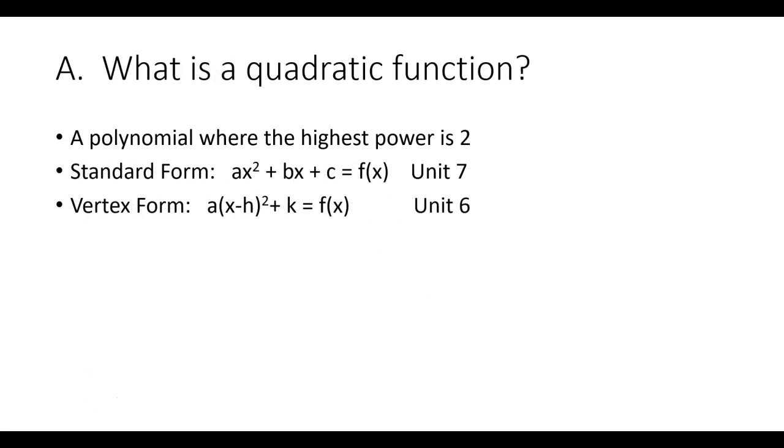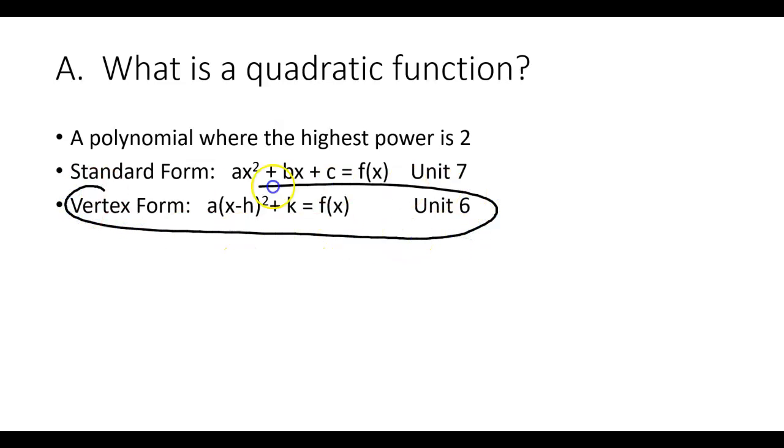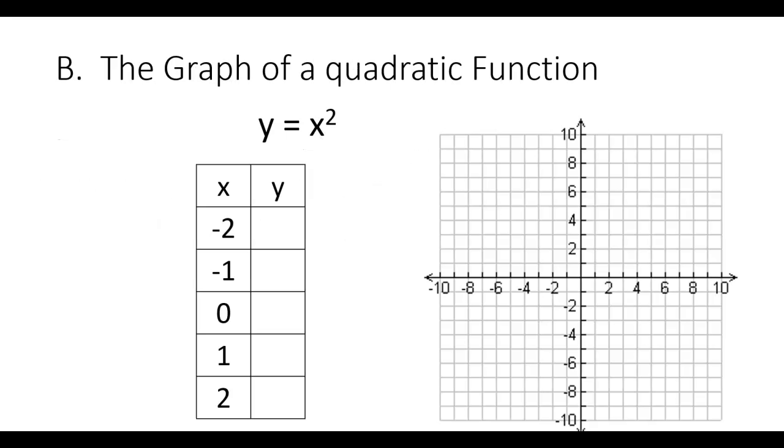So, all right. So, what is a quadratic function? It's a polynomial where the highest power is a 2. We're going to be working in Unit 6 with this kind of a quadratic. That's called vertex form, and you'll see why they call it that shortly. But we'll do standard form next unit. So, a couple weeks from now, we'll talk about quadratics there. But they both have a highest power of 2. For the vertex form, it's here, and for the standard form, it's here. But that's what basically makes a quadratic, is that highest power is a 2.